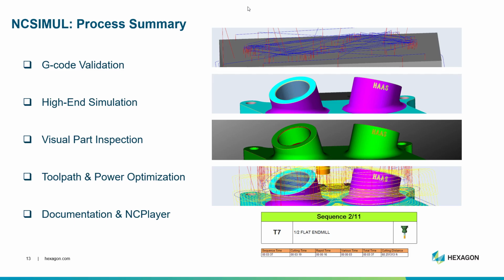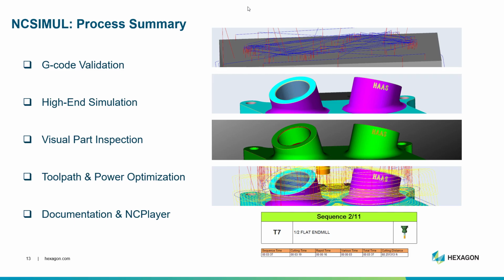And the final thing is documentation in NC Player. So documentation would fall under the same category. If you'd like some more information on that, just let us know. But basically, we can produce the setup sheets for the shop floor. And it's kind of nice because anytime NC Simul updates, if you change a tool length coming from your import or anything like that, it's going to automatically change that output for you.